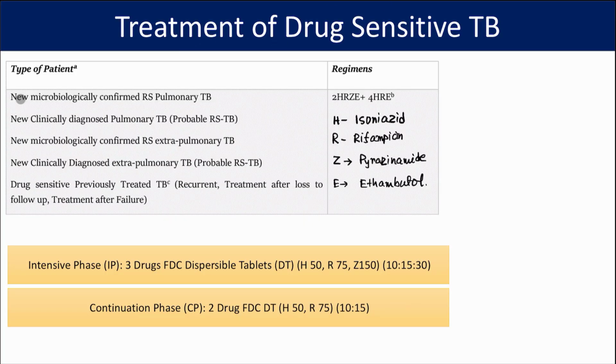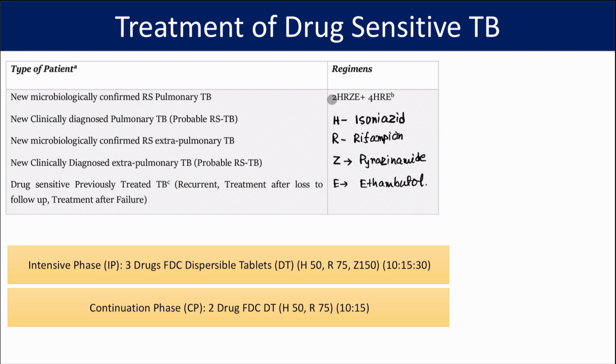Once you know that this is a new microbiologically confirmed rifampicin sensitive pulmonary TB and also new clinically diagnosed TB, or maybe new microbiologically confirmed rifampicin sensitive extrapulmonary TB, that is maybe your nodal TB that is present in the lymph node or maybe in the GIT. In all these cases, the treatment should be 2 HRZE plus 4 HRE.